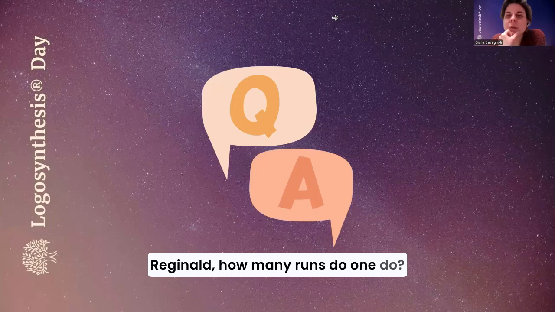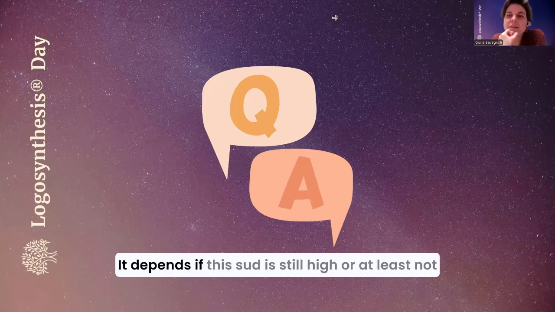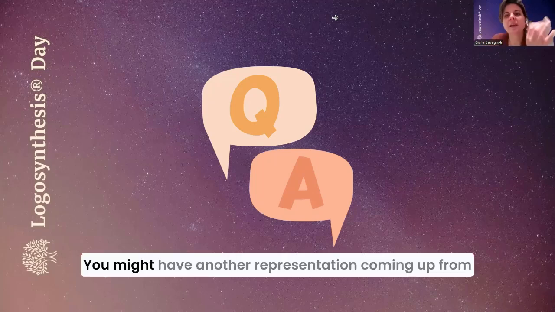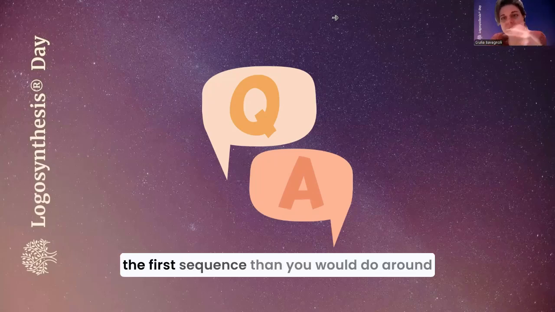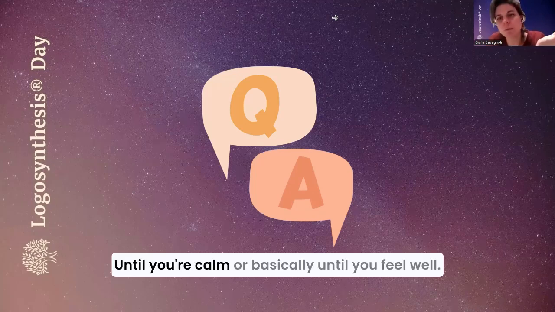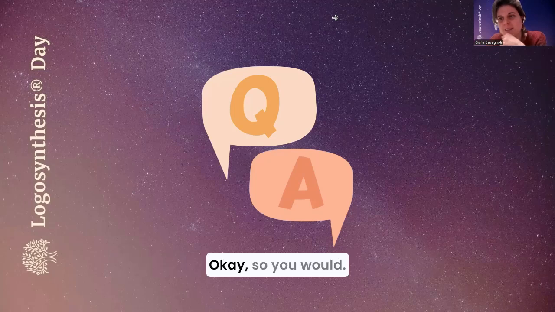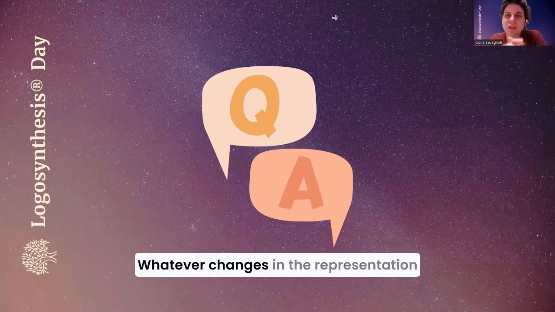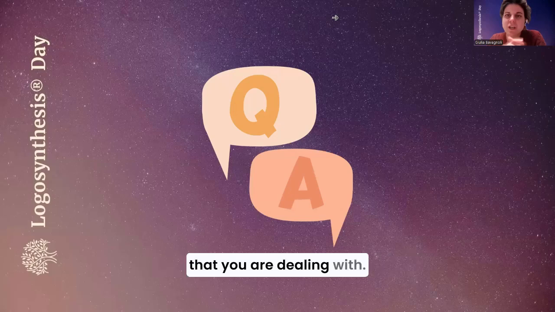How many runs does one do? It depends. If the SUD is still high, or at least not to where you want it to be, which is 0 or 1, you might have another representation coming up from the first sequence. Then you would do a round on that perception too, until the SUD, until you're calm, basically until you feel well.